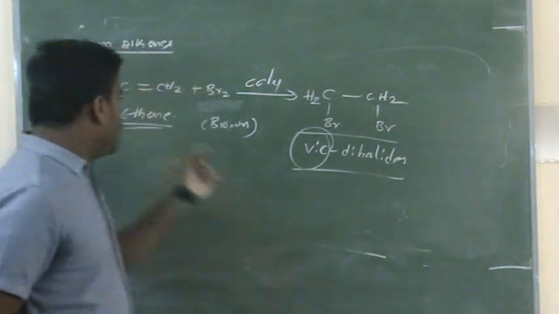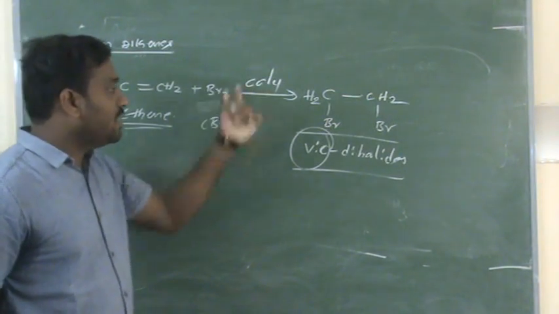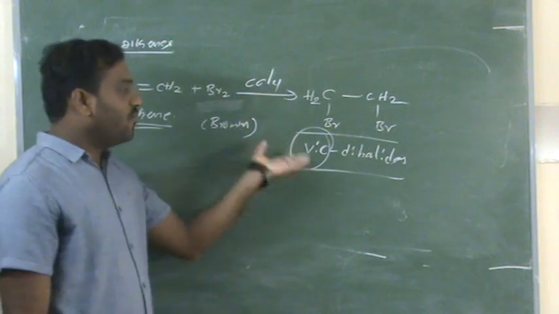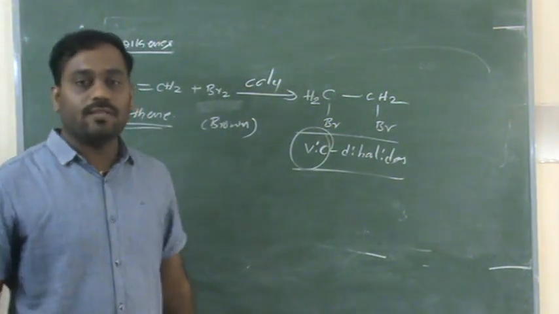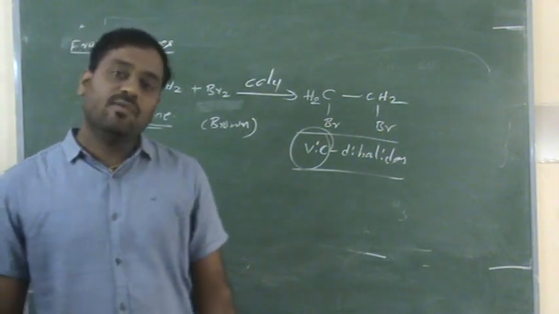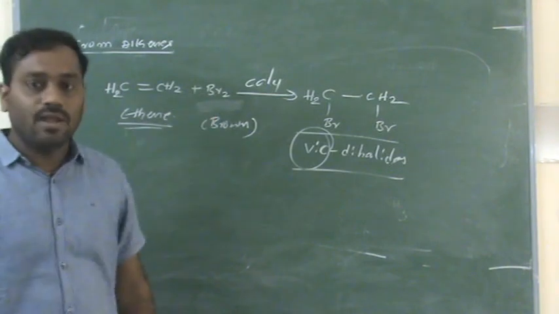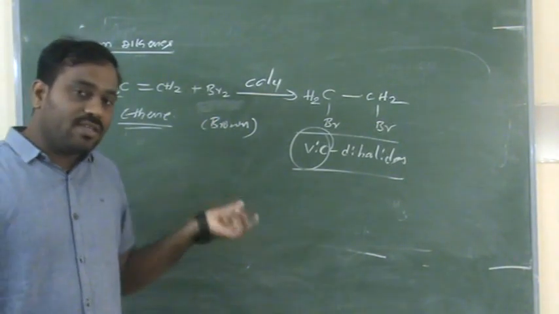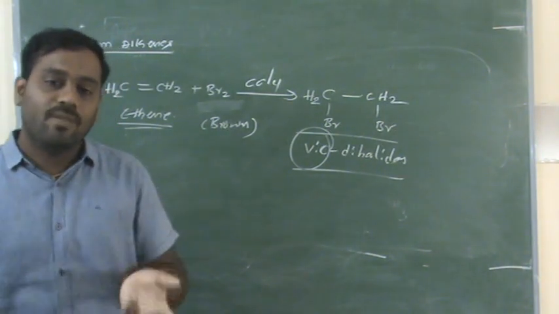Now, if you take ethene and react it with brown-colored bromine water in the presence of CCl4, there is a formation of a vicinal dihalide. After completion of the reaction, the brown color of bromine becomes colorless. What is the meaning of that? There is a presence of ethene. This reaction is used to identify the carbon-carbon double bond.